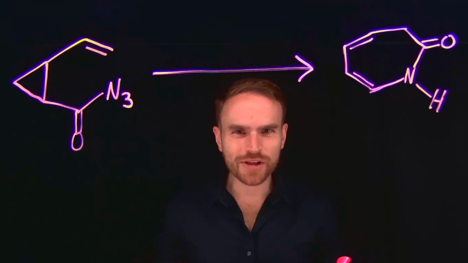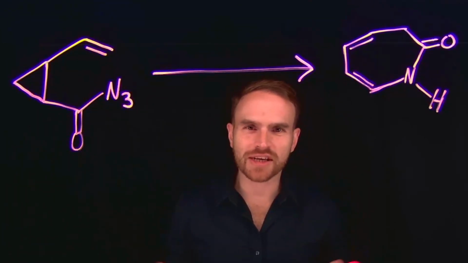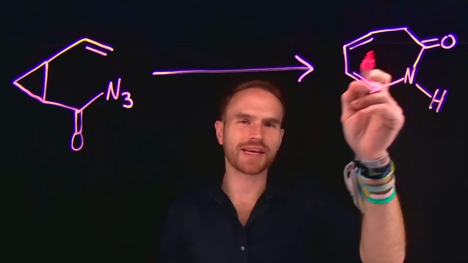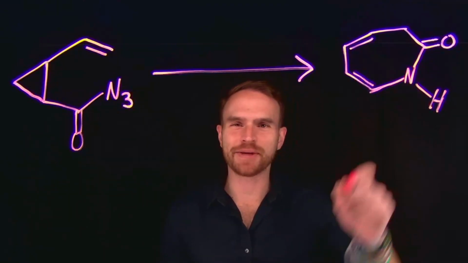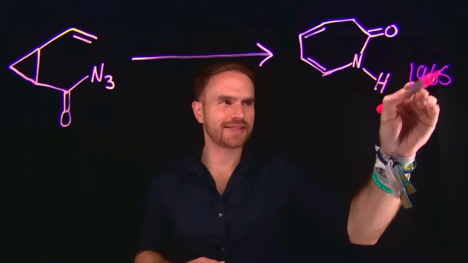So this is a really unique reaction in which we're starting with this acyl azide, and it undergoes a series of rearrangements to end up with a 7-membered ring that contains an amide bond in it. And interestingly, this reaction was actually published way back in 1965.